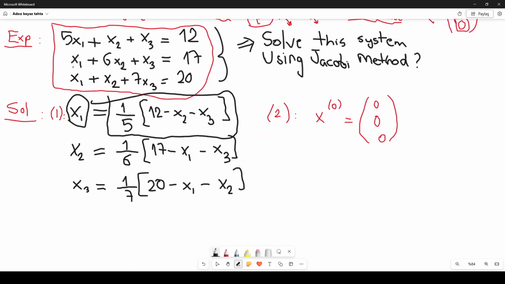And I do the same thing for the second and third equations. Since we have 3 equations, I did the same thing for each unknown variable respectively. For the second equation, I isolated the second unknown variable x2, and for the third equation, I isolated the third unknown variable x3, and I just rewrite each equation with respect to this rule.